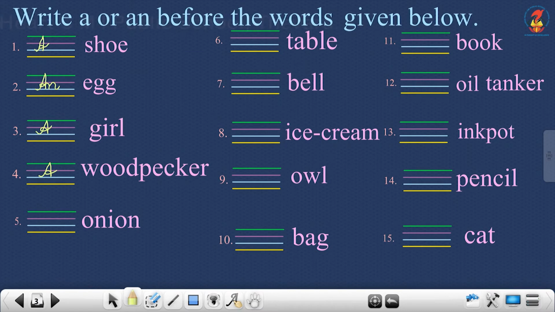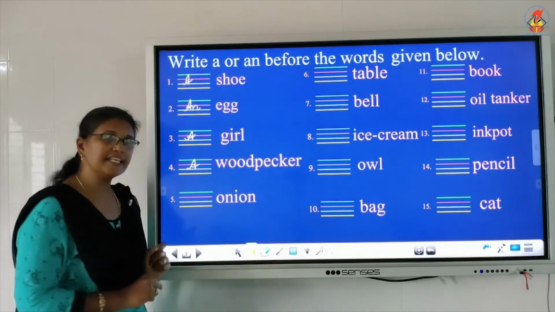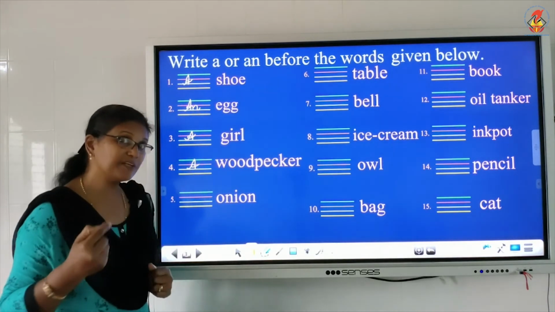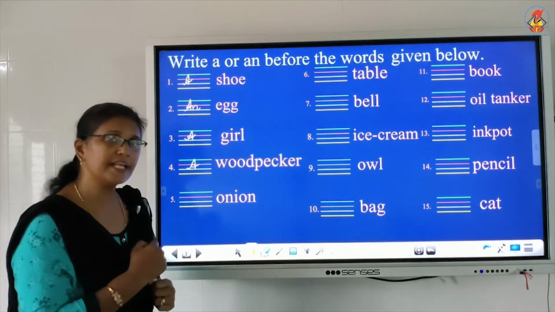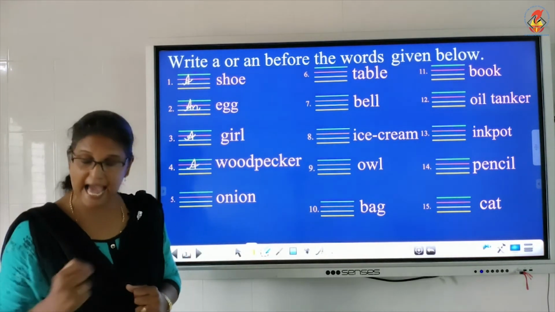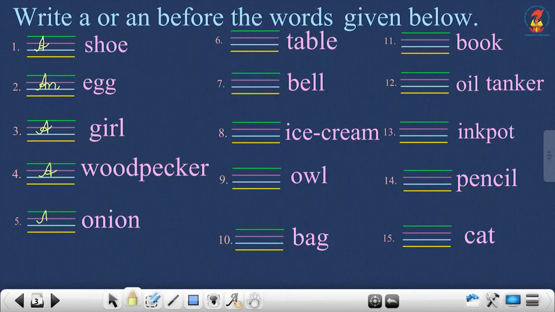The next, the fifth one, we have onion. So dash onion. What is it? Starting with a vowel. So what are you going to write? An onion. Right. Let's go to number 6. Dash table. T. So what is it? It's a consonant. So what will be the answer? Right. A table.